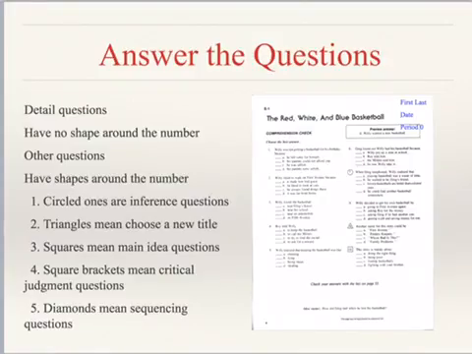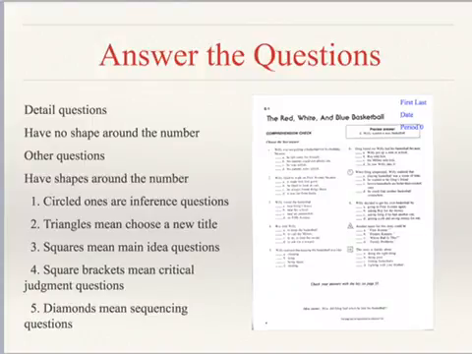After we finish this story, we have questions to answer. These are our comprehension check questions. There are always 10 of them. Now there's detail questions and other questions. The detail questions have no shapes around the number. So in this story, questions 1, 2, 3, 4, 5, 6, and 8 are detail questions. You notice they have no shapes around them.